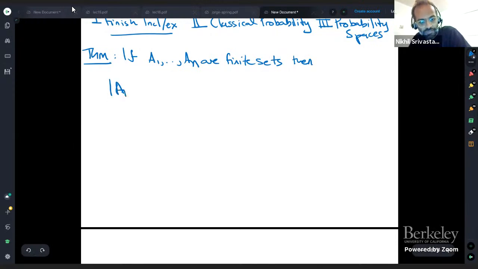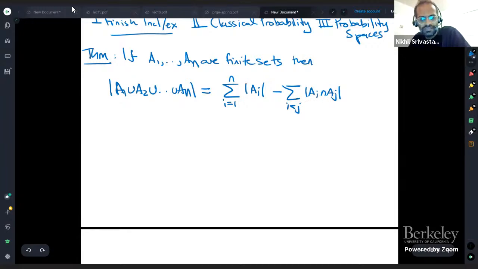So the cardinality of A1 union A2 all the way up to AN can be written as an alternating sum in the sizes of the intersections. So first you have the sum of the sizes of the sets. Then you subtract off the sums of the pairwise intersections. And then you add back the sums over the 3-wise intersections. And so on.